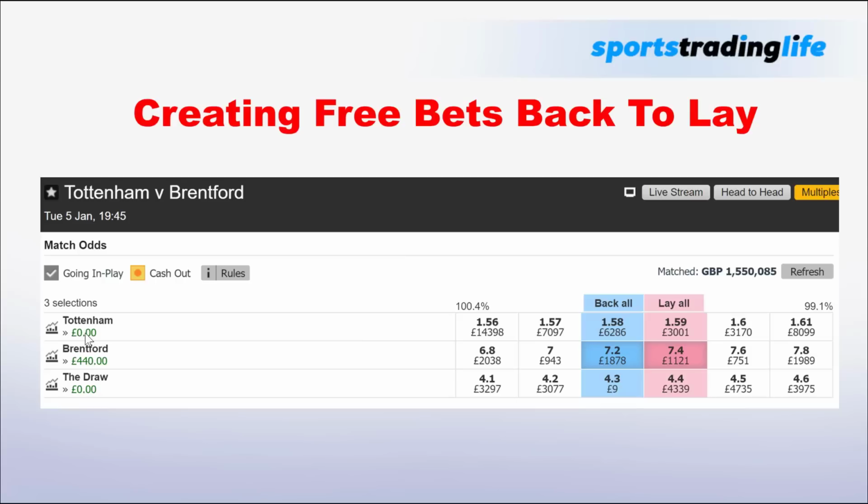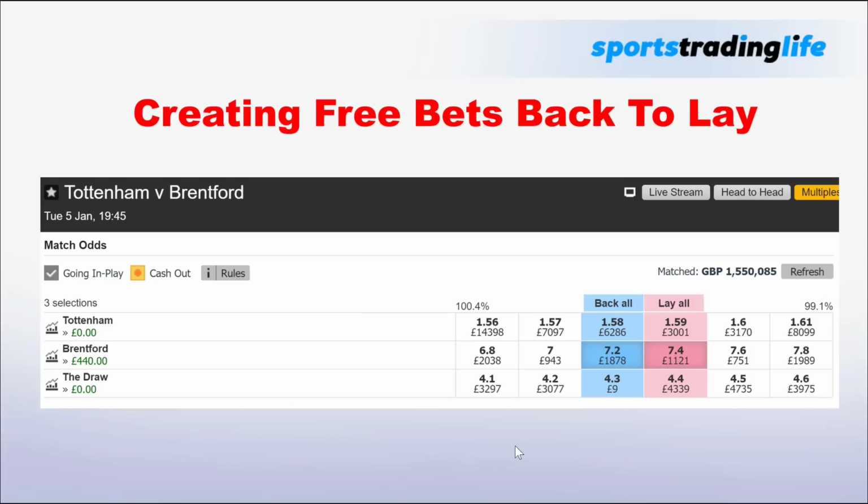So we had a liability on Tottenham or the draw. That's now been removed. And we have a free bet on Brentford. And if they go on to win, we would win that £440. If it's a draw or Tottenham win, then we break even. We don't lose any money. That's why it is a free bet.